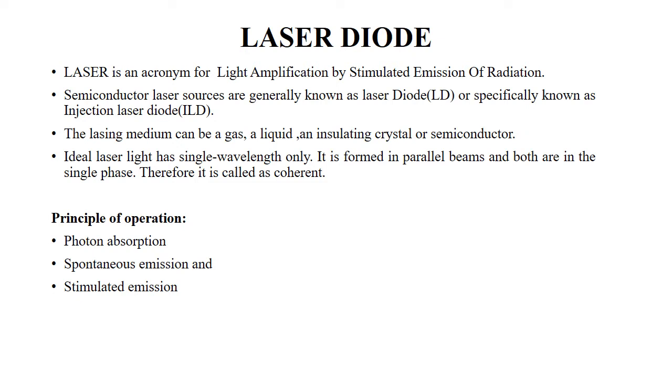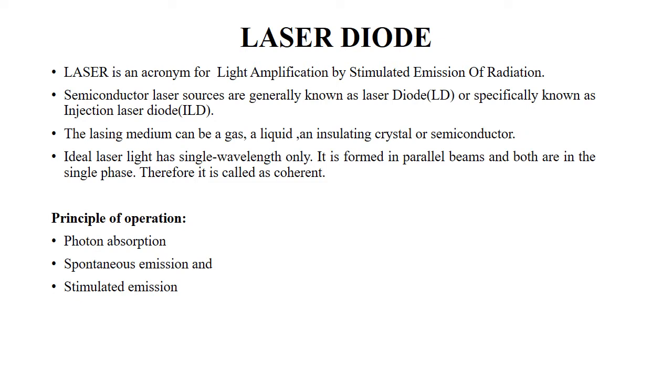Especially for long distance, semiconductor laser diodes are used as optical sources, and this is mainly because its output radiation is highly monochromatic, and also the light beam is very directional. The ideal laser light has a single wavelength only. It is formed in parallel beams, and both are in a single phase, and it is called coherent phase. Next we are going to see the principle of operation.